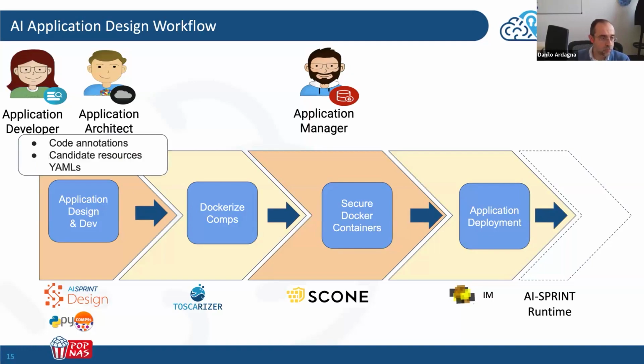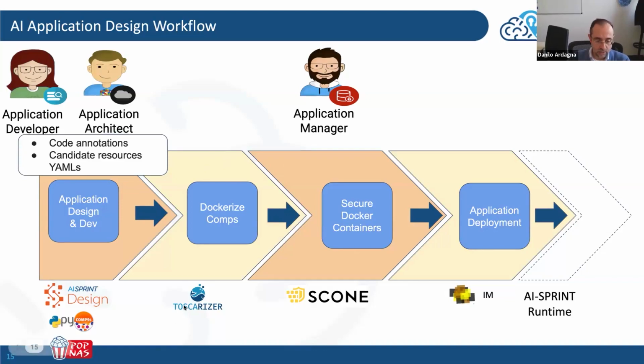To use our tools, what our developers and architects need to do is just to introduce these Python code annotations and to provide candidate resources in YAML format, the candidate resources that are targets for the deployment. So I can say, I want to buy a drone with or without a GPU, or I can deploy my application on VMs that are based on medium or large instances. And all these alternatives will be profiled on one side. The best architecture will be obtained by the next tools.